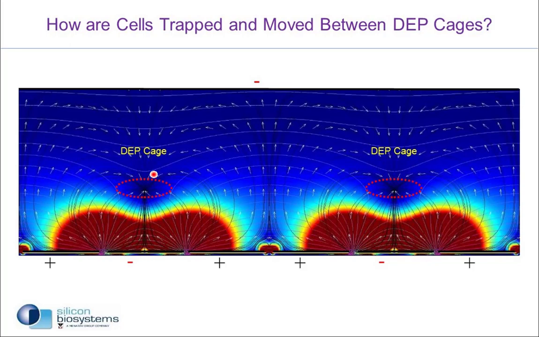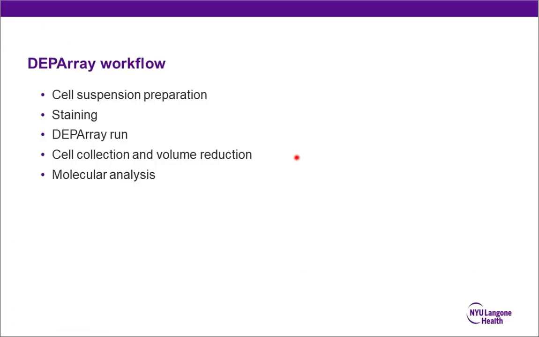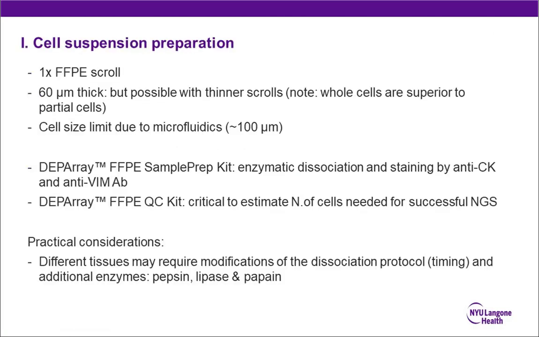I want to spend a little bit of time on the DEPArray workflow. We'll be discussing cell suspension preparation, staining, the DEPArray run itself, but only briefly, and then cell collection and volume reduction, which are some of the new things in the DEPArray workflow, and then molecular analysis, which is the most important. When we talk about cell suspension preparation, of course, every good experiment starts with a good sample preparation.